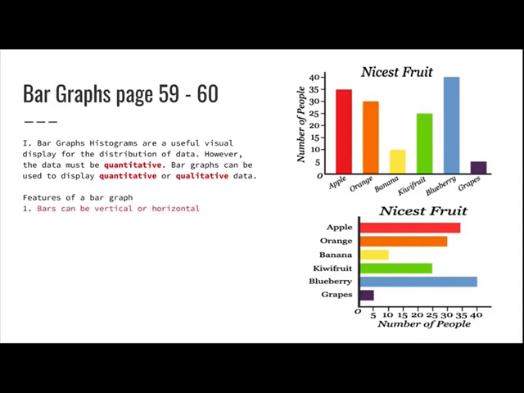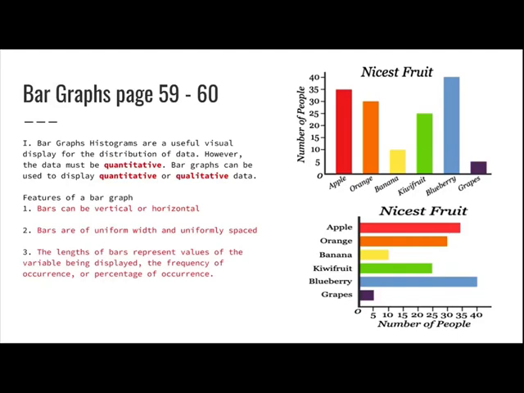So here are a few features of a bar graph. Bars can be vertical or horizontal, as shown on the graphs to the right, and they're uniform width and uniformly spaced, meaning all of their widths are the same and all of the spacing between the bars are the same. The lengths of the bars represent values of the variable being displayed, the frequency of occurrence or percentage of occurrence. And lastly, the graph is well annotated with title, labels for each bar, and a vertical scale or actual value for the length of each bar.